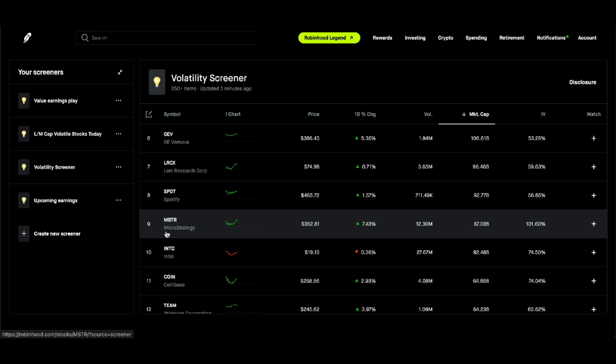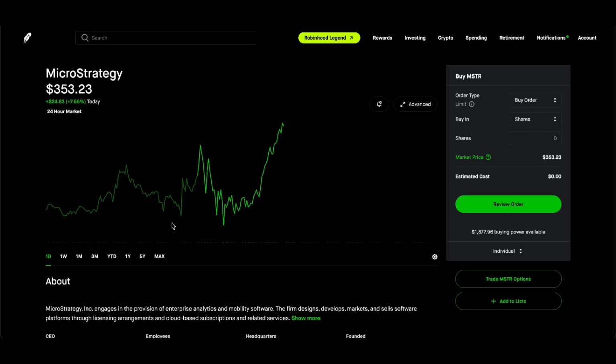So same goes for MSTR. If you see here, volatility is over 100%. So now let's look at the rate of return for this volatility. MSTR, you saw MicroStrategy has volatility over 100%, meaning it will swing. For the next 30 days, the perception is that the price of MicroStrategy will not be around $353.